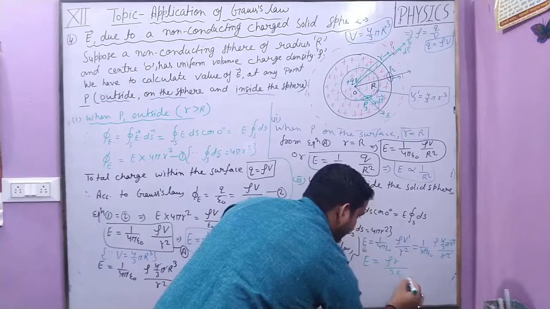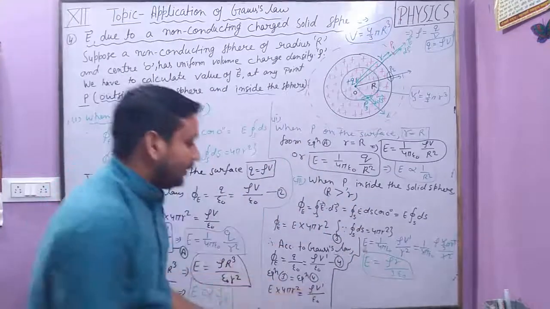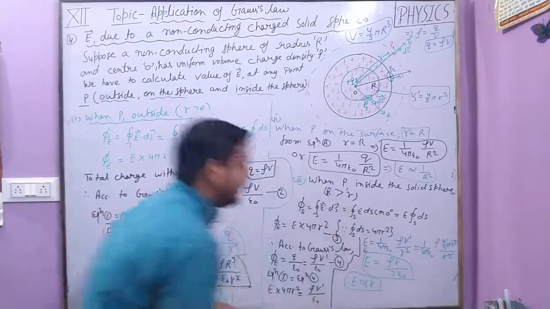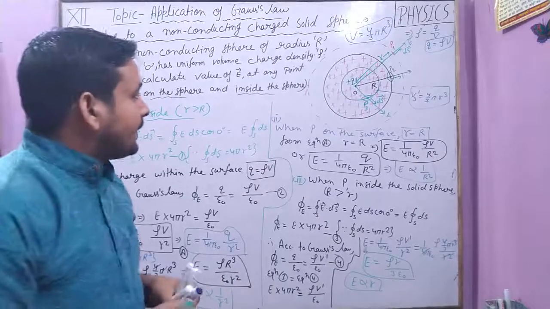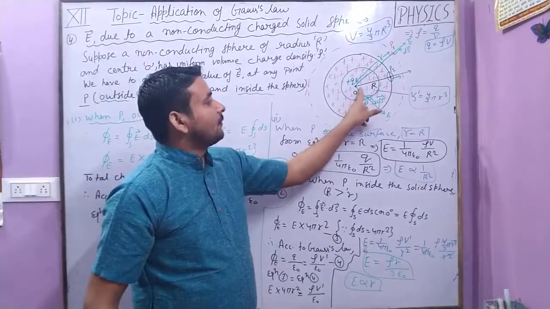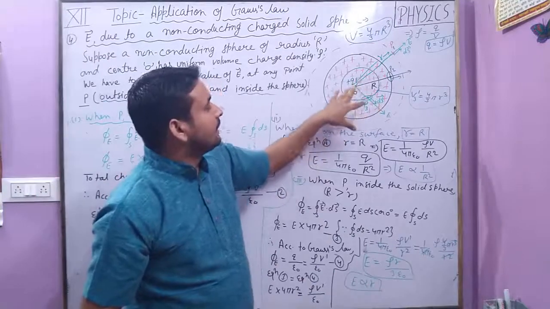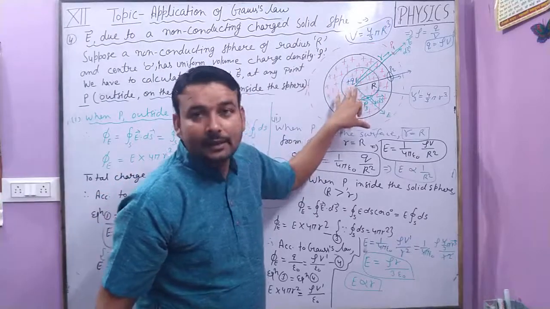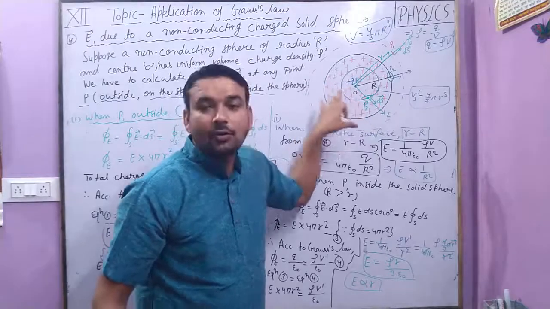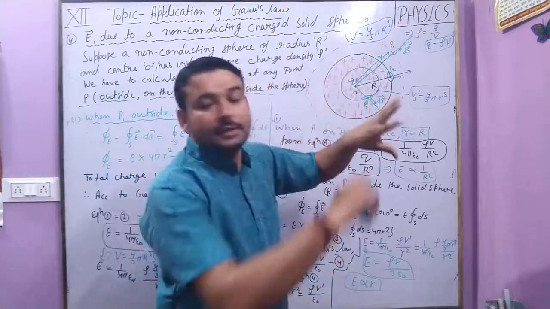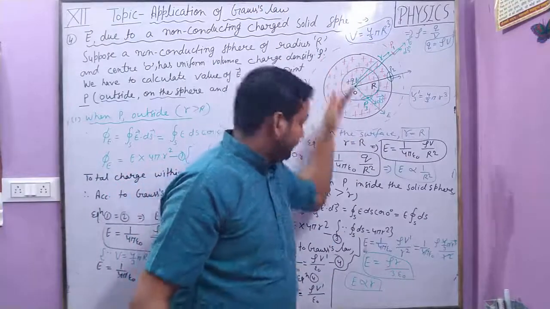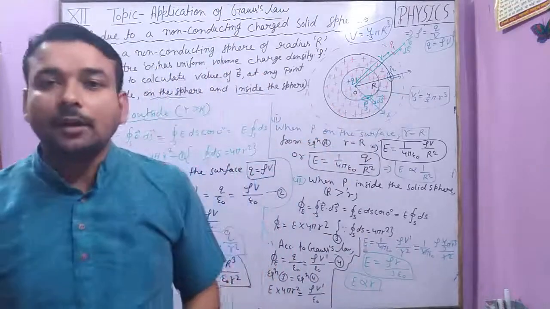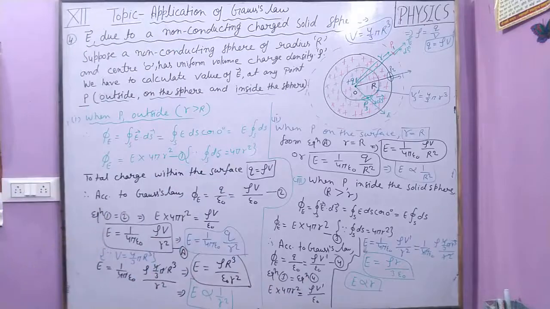3 epsilon naught. Now you can find here the electric field inside the sphere is directly proportional to the distance, which indicates that as the distance increases from the center, which means the radius increases, the charge enclosed within the Gaussian surface considered inside the shell will also increase, and the electric field increases till it equals the radius of the sphere. Clear? So note this.